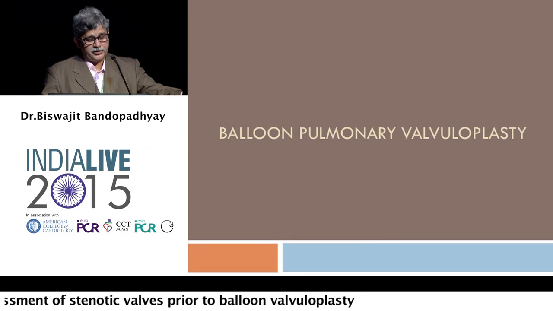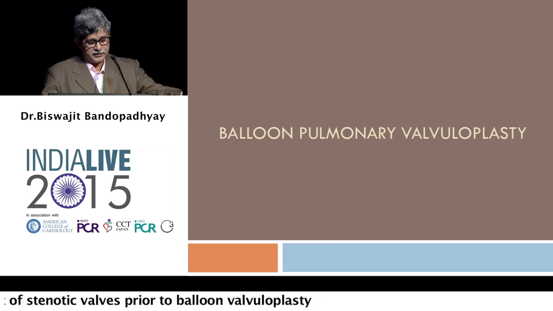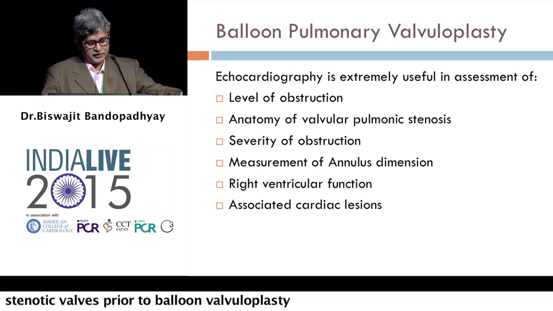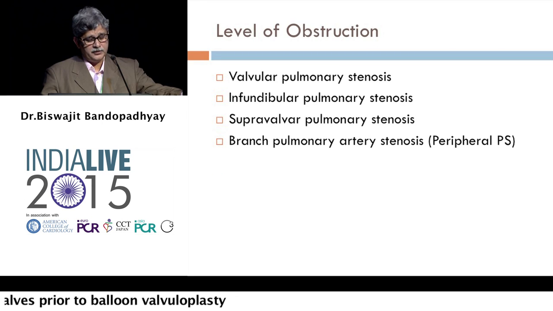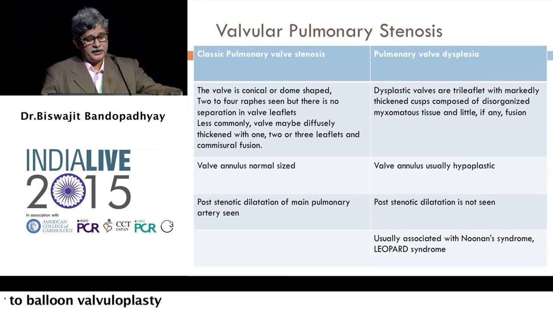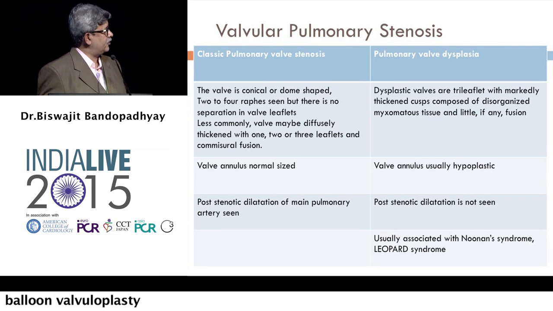So same, by echocardiography, we see the level of obstruction, anatomy of valvular pulmonary stenosis, severity, annulus dimensions, right ventricular function, and associated cardiac lesions. So level of obstructions can be different, like valvular, infundibular, supravalvular, and even up to branch pulmonary artery stenosis, that is peripheral PS. So in classic pulmonary valve stenosis, we have a conical dome-shaped valve, few raphes. Less commonly, the valve may be diffusely thickened. Valve annulus size is usually normal, and usually there is a post-stenotic dilatation.